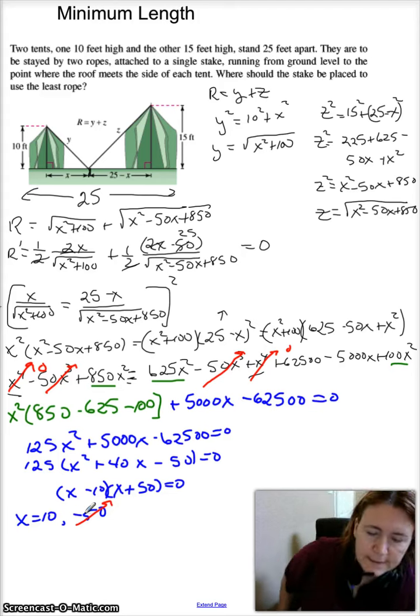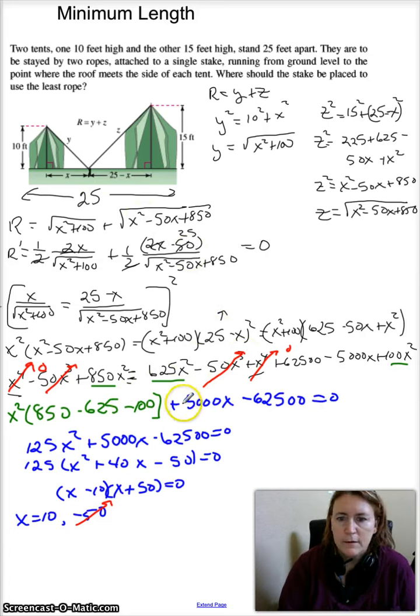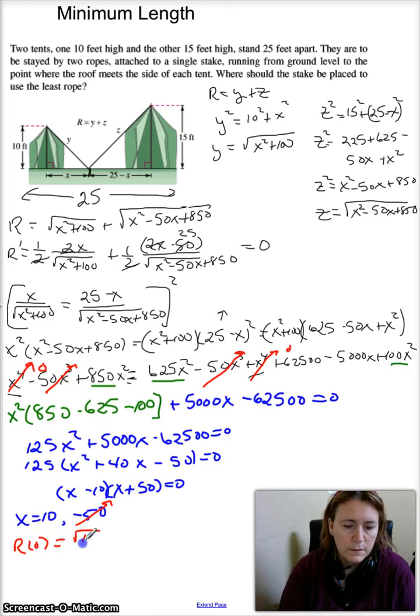All right, now let's look at when x is 10. Let's look at our endpoints. Let's look at what r is when x is 0. So suppose we're at x is 0 and then x is 25. So r of 0 is not very attractive. It's the square root of 100 plus the square root of 850. And that's about 39.15.